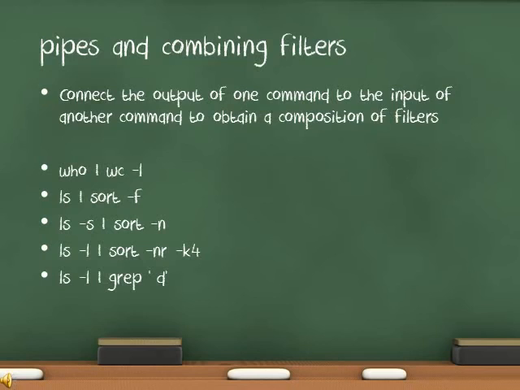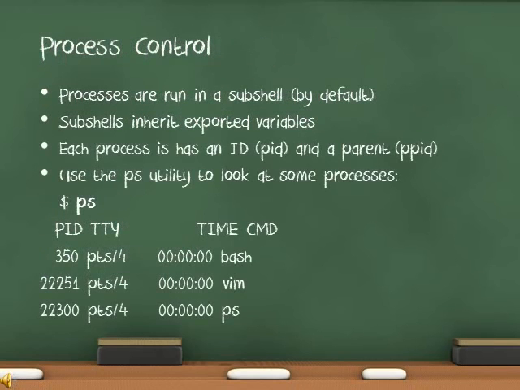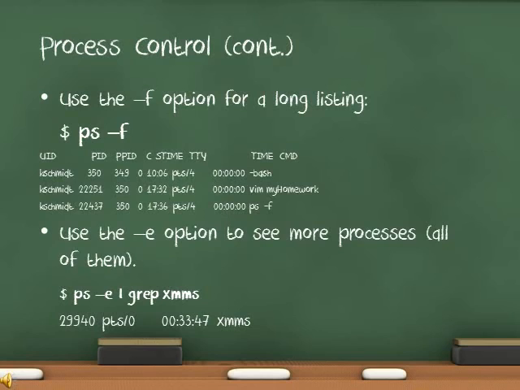Pipes and combining filters. Connect the output of one command to the input of another command to obtain a composition of filters. Process control. Processes are run in a subshell by default. Subshells inherit exported variables. Each process has an ID, PID, and a parent PID. Use the ps utility to look at some processes. Use the -f option for a long listing. Use the -e option to see more processes, all of them.